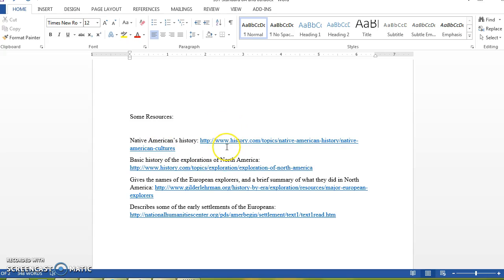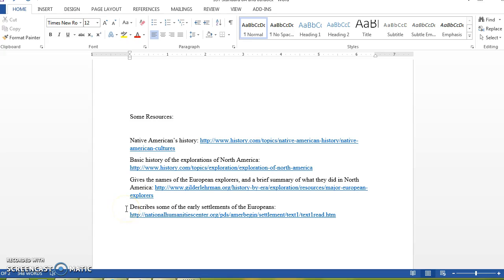The first resource gives a little bit about the Native American history and some of the different tribes. The next resource gives the basic history of the explorations of North America. So, these are the very beginning of the explorers coming to North America, and I found that to be really useful and helpful. The next source actually gives the name of European explorers, and it's a really brief summary of what they did in America, but it also gives the country they're from, and I figured that I could use that information to do a little bit more research on them if I need to.